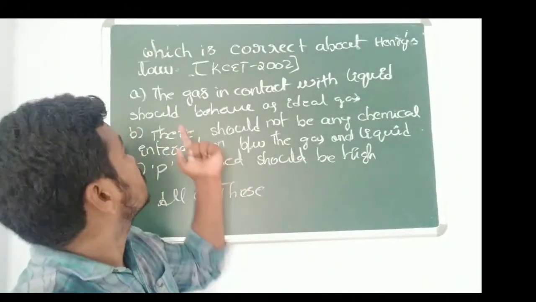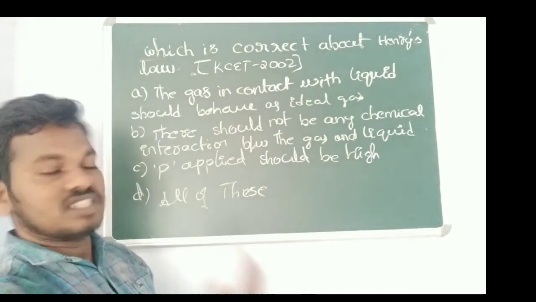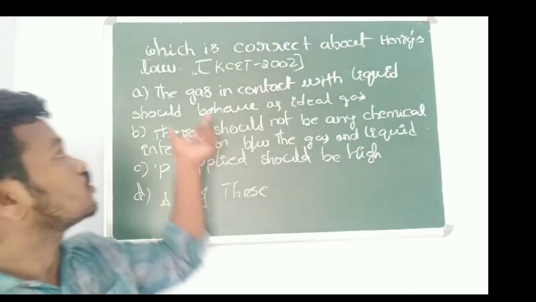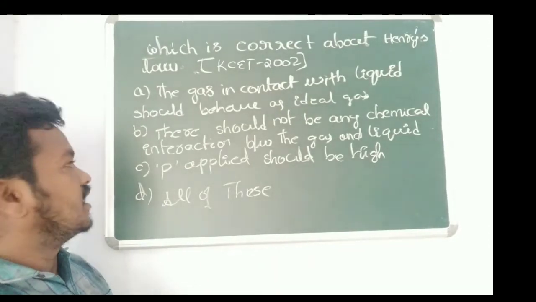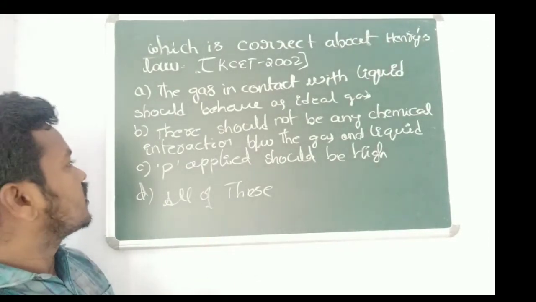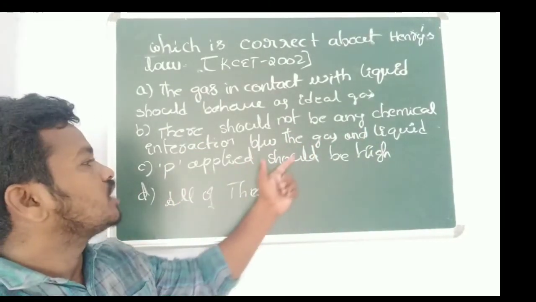See the last question. Which is correct about Henry's law? This they have asked in CBSE 2002. First option is the gas in contact with the liquid should behave as an ideal gas. Second, there should not be any chemical interaction between the gas and liquid. Third, pressure applied should be high.